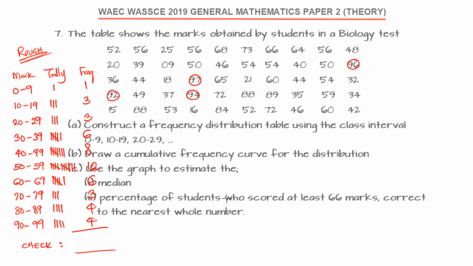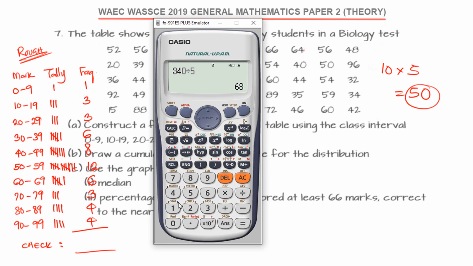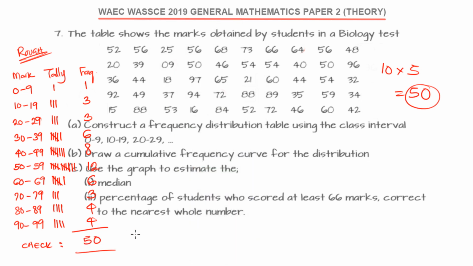So here now, we want to check. Now, already we are seeing that we have 10 columns and 5 rows. That will be 10 times 5. That's 50. So all the entries, if you add all our frequencies, that should give us 50. So we have 1 plus 3 plus 3 plus 6 plus 8 plus 12 plus 6 plus 3 plus 4 and plus 4. That's 50. So you need to check with this so that you can be on the right track.